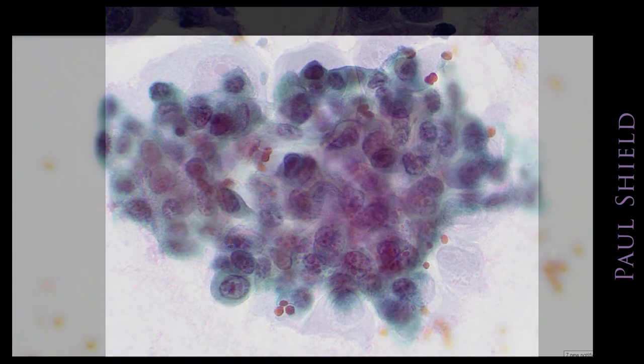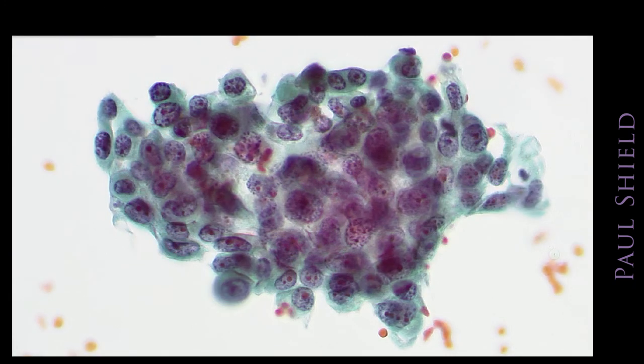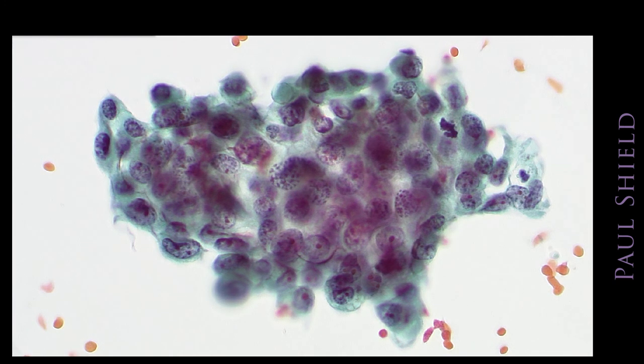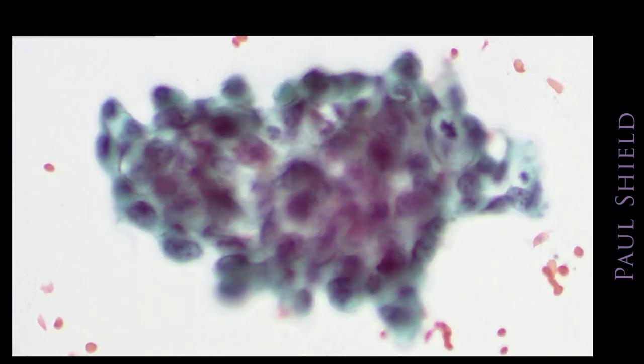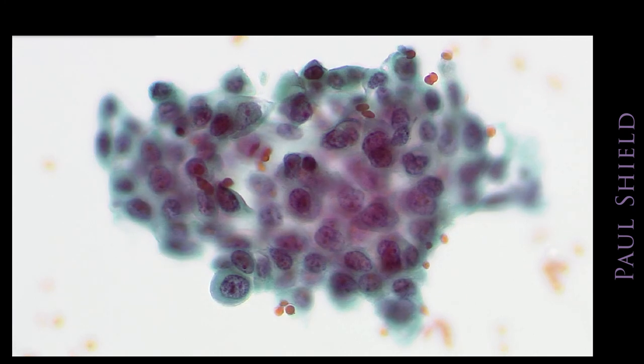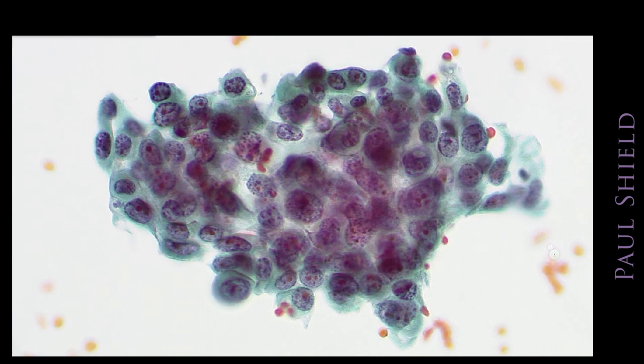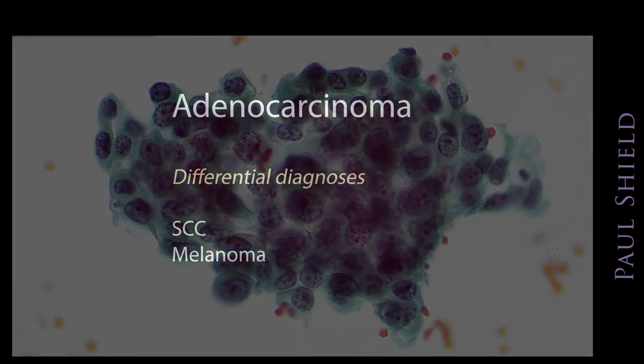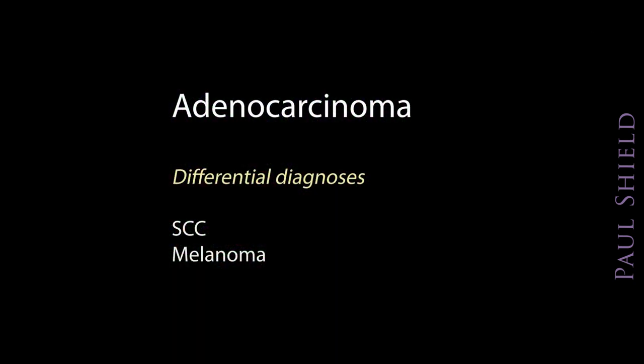Just one further example, you can see in this one again, chromatin maybe a little coarser in these. They're certainly very hyperchromatic and they're varying quite a bit, but again it's a kind of uniformity to the shape of the nuclei. So once you've made a diagnosis of adenocarcinoma, of course you always have to stop and consider what else could this be.